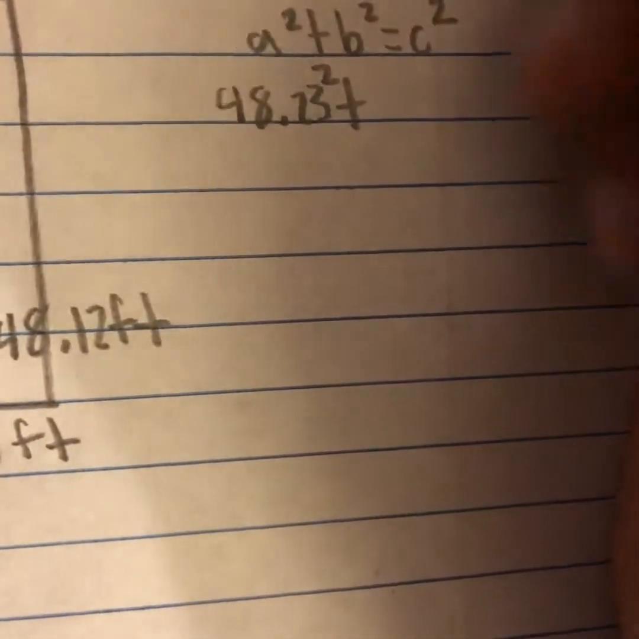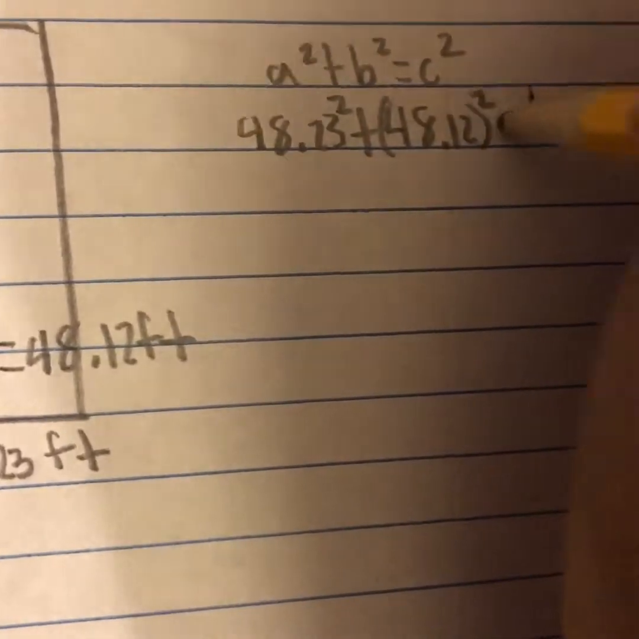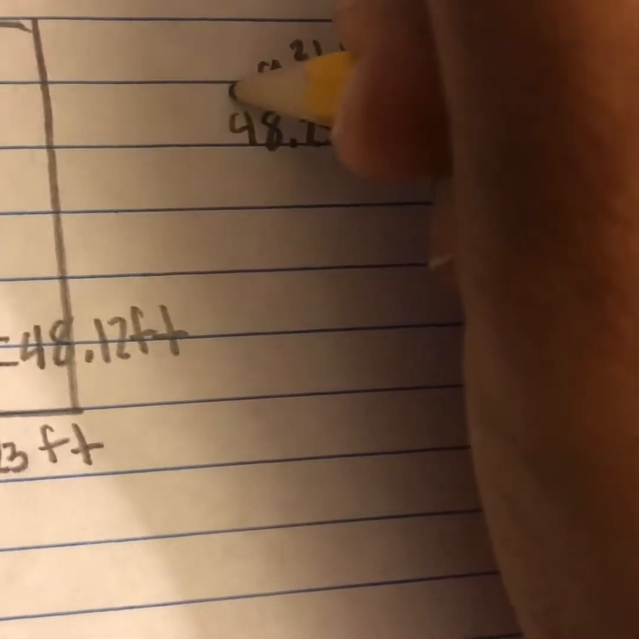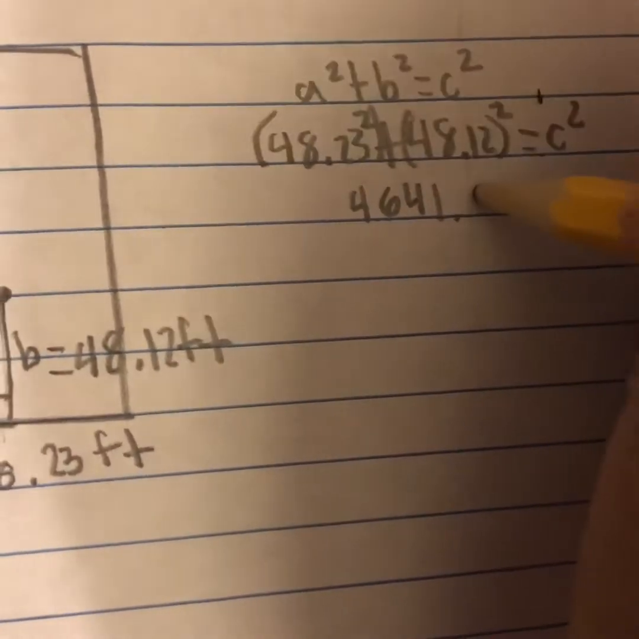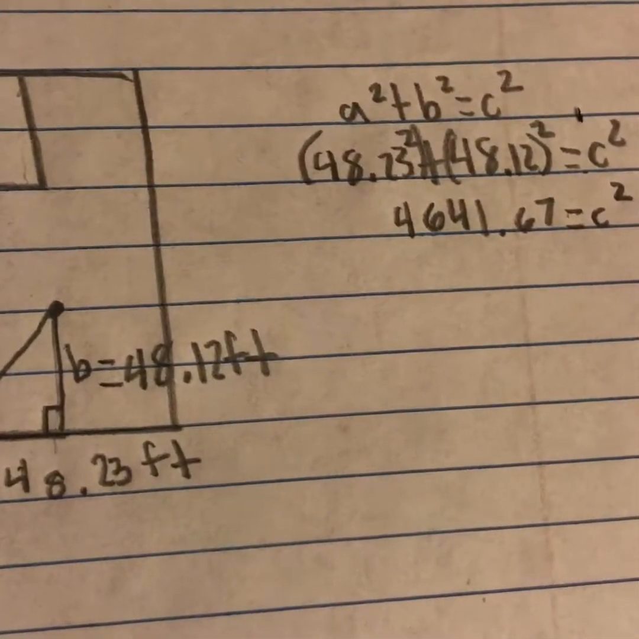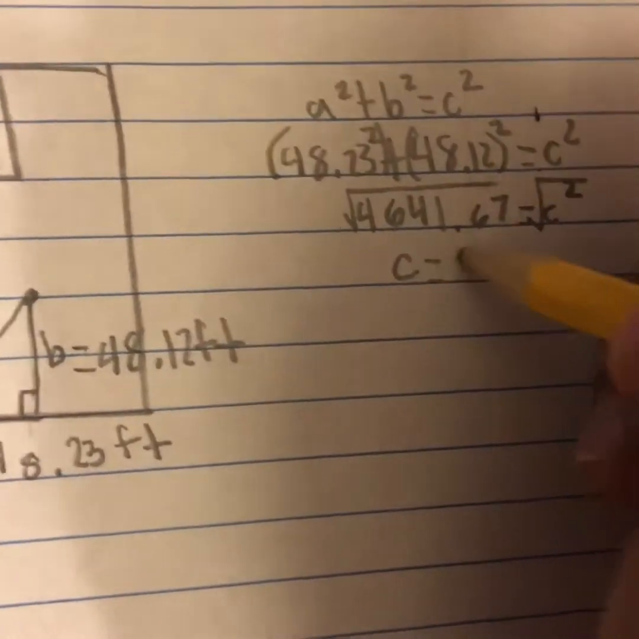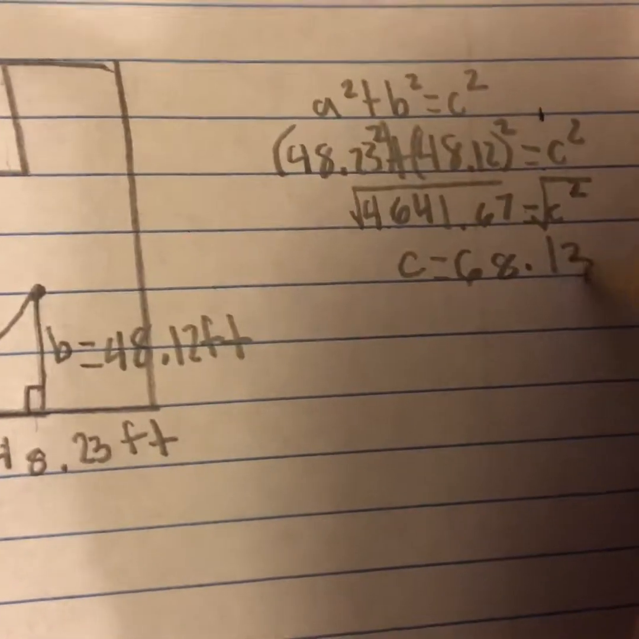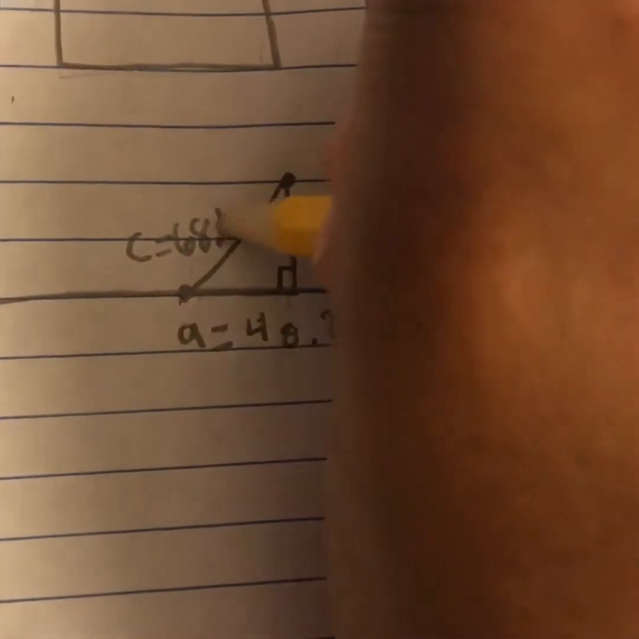48.23 squared plus 48.12 squared equals C squared. This answer ends up being 4641.67 equals C squared. Square root this, and C equals 68.13 feet. So C here equals 68.13 feet.